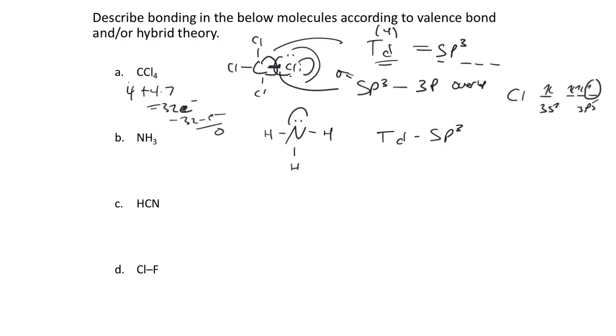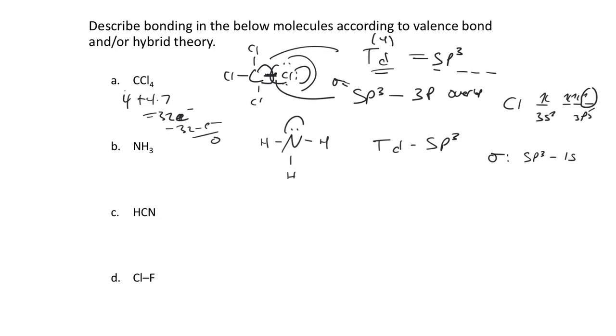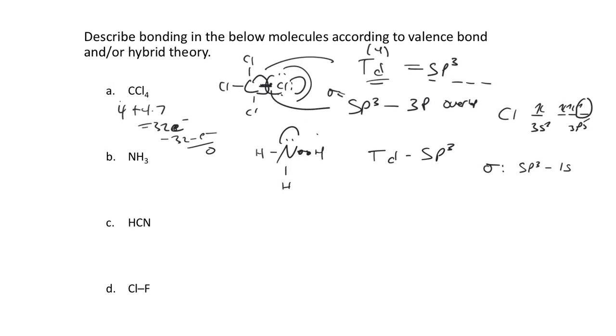NH3 is going to have sigma bonding as well. The sigma bond here will be made from the nitrogen sp3, but now with the 1s of hydrogen. So the 1s unpaired electron pairs up with the electron in the hybrid orbital of nitrogen. And again, it looks kind of just like this.